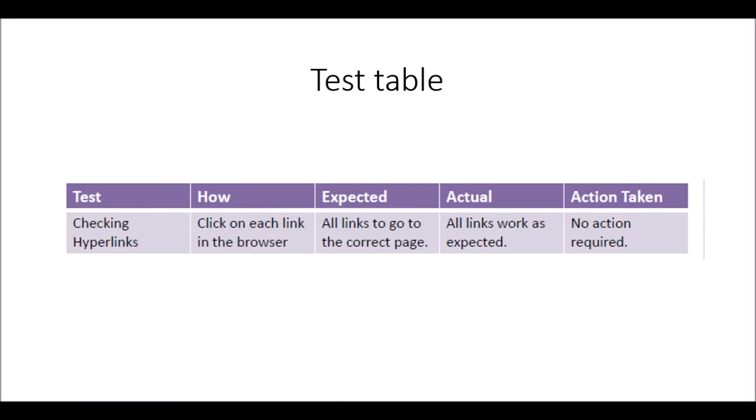How? The test is checking for hyperlinks. Then how? You click on each link in your website. That's how. Very simple, right? Just click on each link in the website. Then what do you expect? You expect every single hyperlink to link to a specific page, or to the correct page. All right, then the actual action taken: if it doesn't work, then you have to do something.